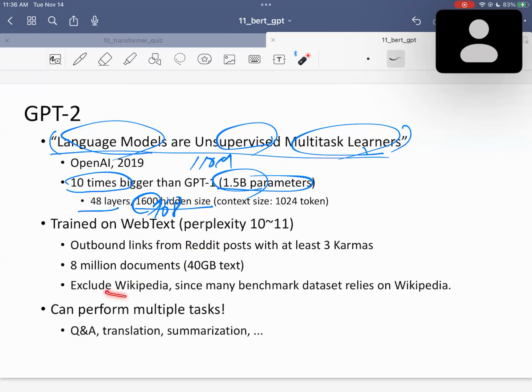They actually excluded Wikipedia from their pre-training corpus because many benchmark datasets rely on Wikipedia, so they didn't want to cheat or something. And now you can see that the perplexity is down to 10, 11. Before it was 18, right? 18 point something. Now it's 10, 11. So out of 10 or 11 guesses, the model can correctly predict the next word. And it can perform multiple tasks. That's why it's called an unsupervised multitask learner. We'll see how GPT-2 can perform multiple tasks.